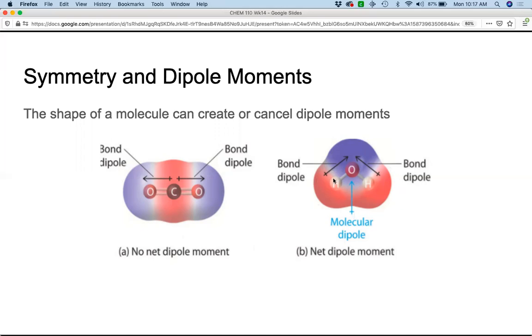But if we compare and contrast carbon dioxide with a water molecule, we're going to notice that our bond dipoles, again, the cross points towards the hydrogen, the tip of the arrow points towards the oxygen. This actually has a molecular dipole because these two arrows don't cancel. In fact, they point and create an overall dipole for the molecule that's drawn in blue here. So this is what we call a net dipole moment.